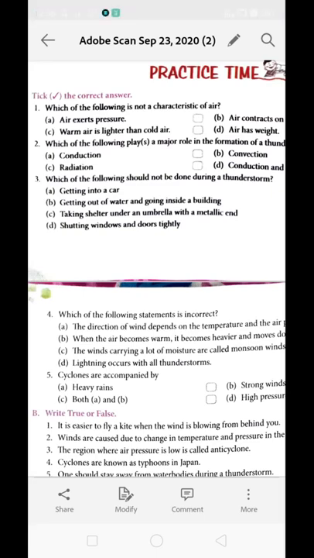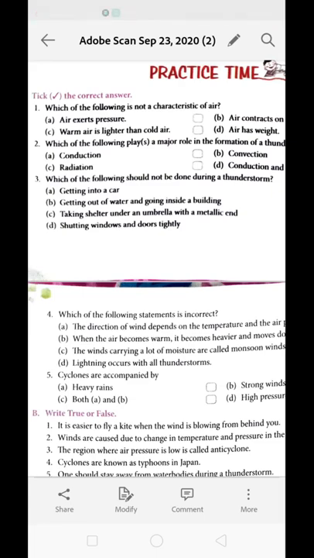We should not use an umbrella with metallic ends. Now, the fourth question. Which of the following statements is incorrect? A. The direction of wind depends upon the temperature and air pressure. It is correct. Second, when the air becomes warm, it becomes heavier and moves down. B is incorrect, because when the air becomes warm, it will expand and move in an upward direction. So B is your answer.